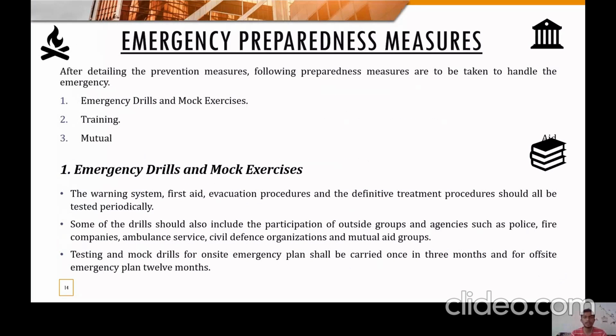There are mainly three kinds of emergency handling. First is emergency drill and mock exercise. Second is training. Third is mutual aid. First is emergency drills and mock exercise.